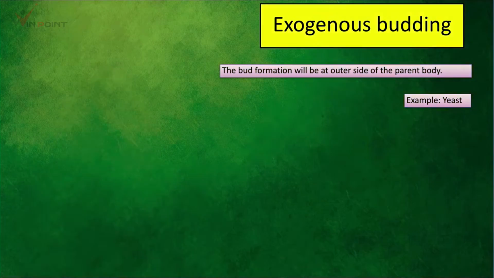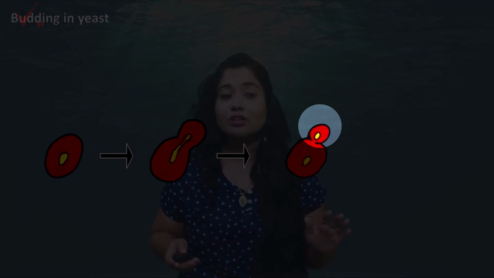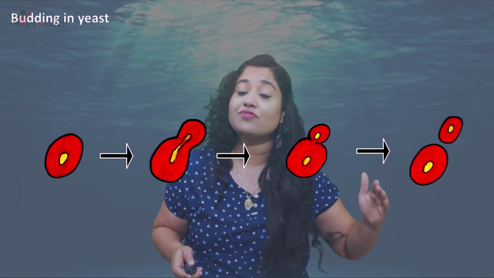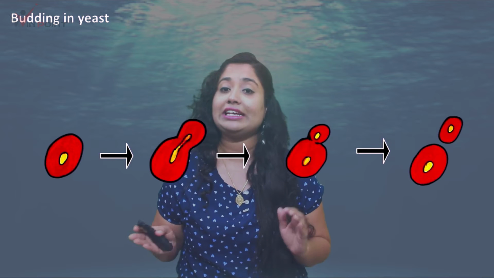Example, yeast. Let's see the structure of yeast. A yeast cell grows, then an outgrowth is formed. You can see an outgrowth, and later on you can see that a new bud is formed. The bud is getting matured and then it gets detached from the parent body. This is the process of budding in yeast.